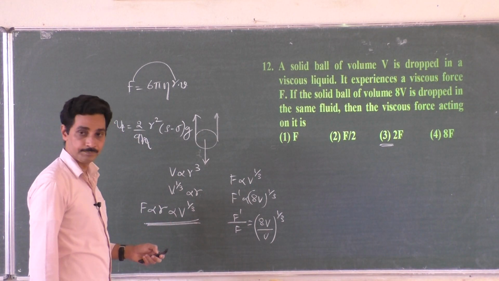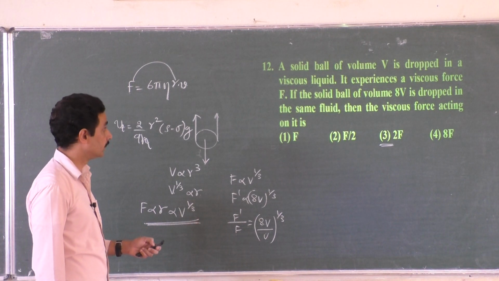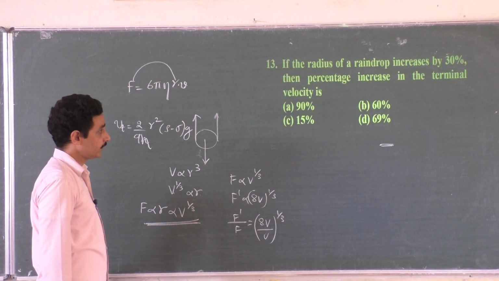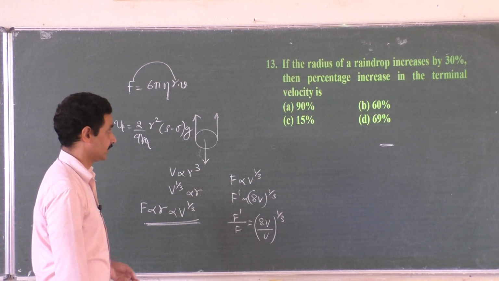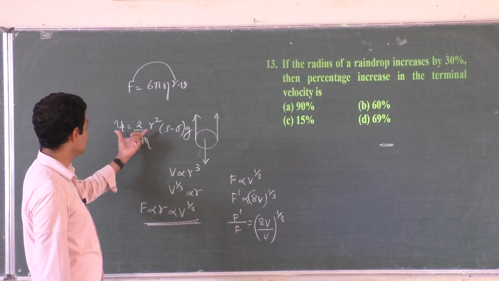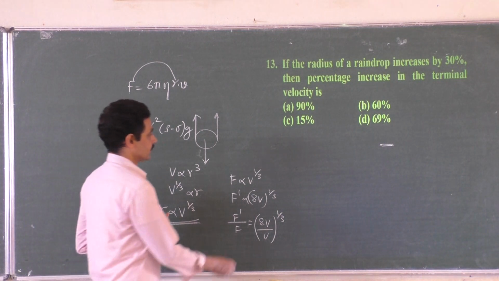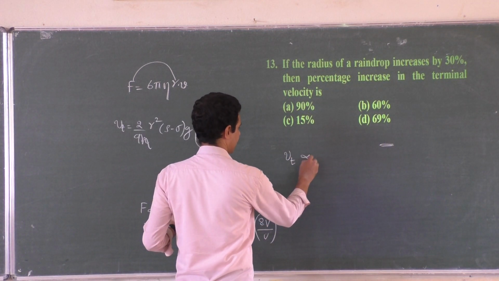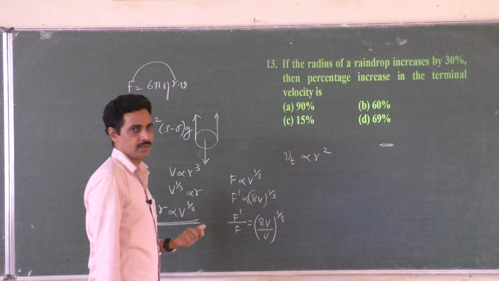13th problem. If the radius of a raindrop increases by 30%, then what is the percentage increase in the terminal velocity? Radius is increased by 30%. Initially, terminal velocity is directly proportional to the square of the radius of the body.